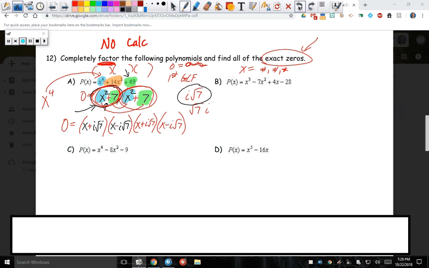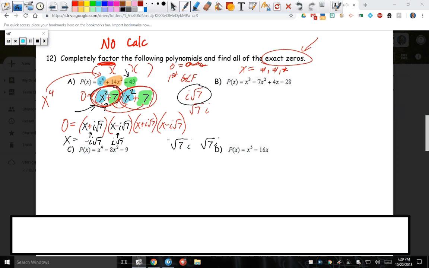So these are now the completely factored forms that I'm now going to solve for when it comes to what are the exact zeros. So x is equal to, this one set equal to 0 is going to be a negative i root 7. This one set equal to 0 is going to be a positive i root 7. And again, you could do this as root 7 i, with a negative or positive root 7i.